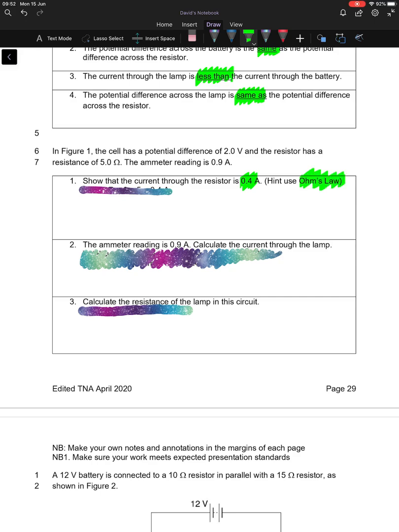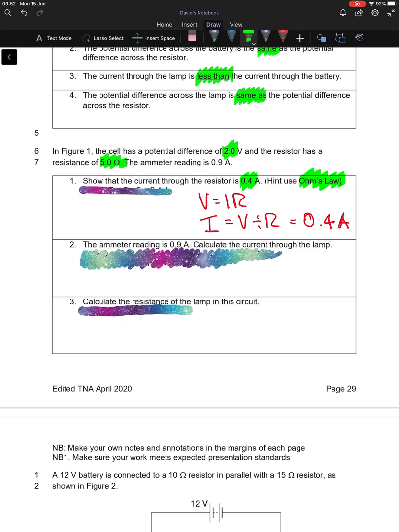Show that the current through the resistor is 0.4 amps. Use Ohm's law. So, Ohm's law, as we know, V equals IR, voltage equals current times resistance. So we need to know I. So I equals V divided by R. So that gives us, we know that the answer to that is 0.4 amps.